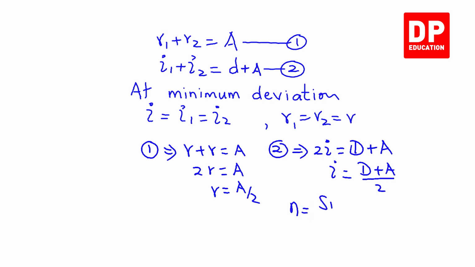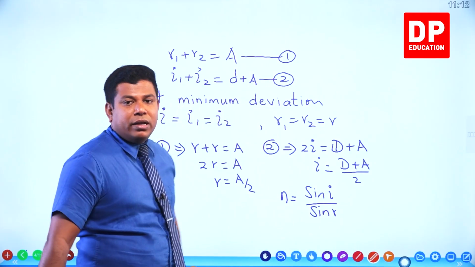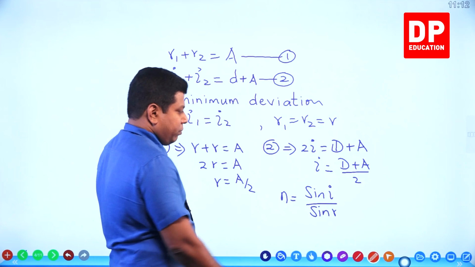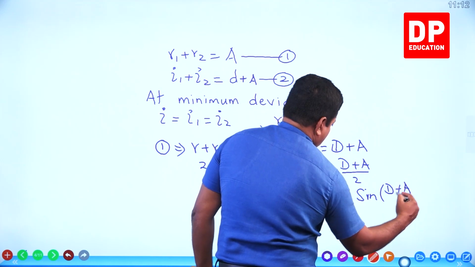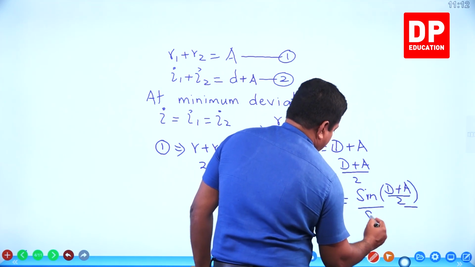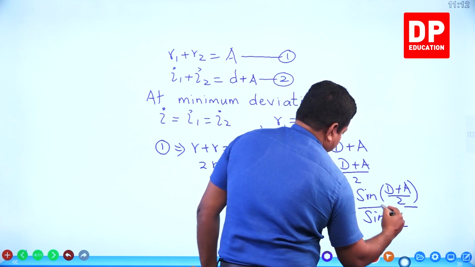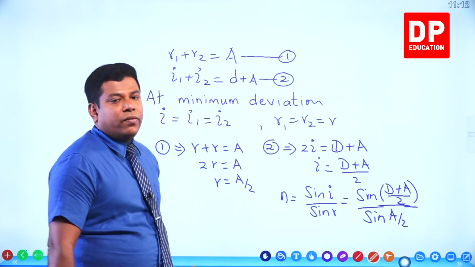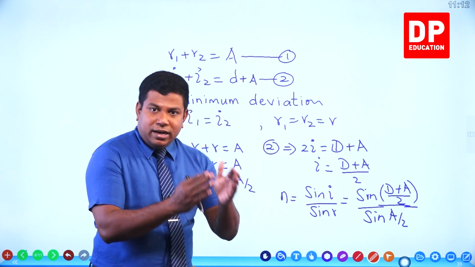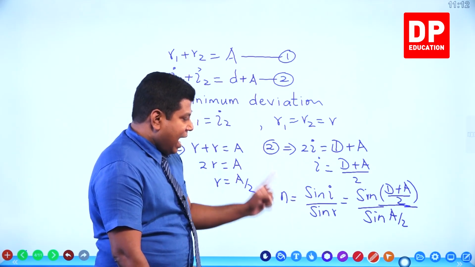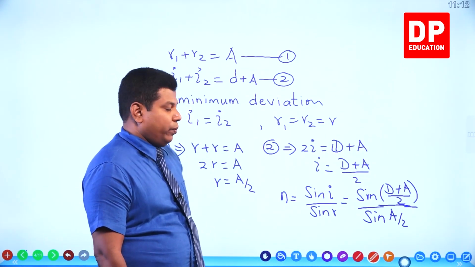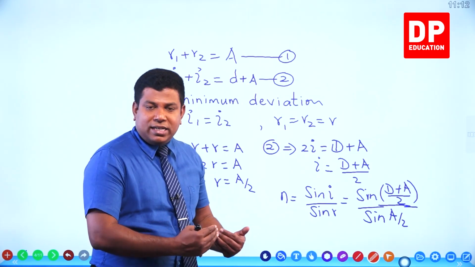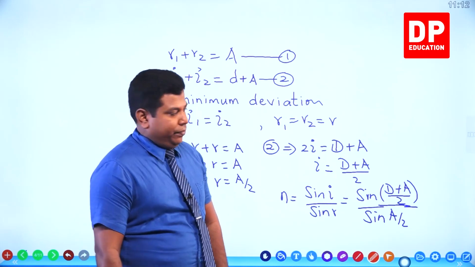Refraction index is sine of I divided by sine of R, the sine of the incident angle divided by the sine of the refraction angle. Substitute sine (D plus A) by 2 divided by sine A by 2. Right? This is what the theory is. Understand, this is how we derive the formula. N, the refraction index, equals sine of (capital D plus A) by 2 divided by sine A by 2. All you need to find the refraction index is D and A.